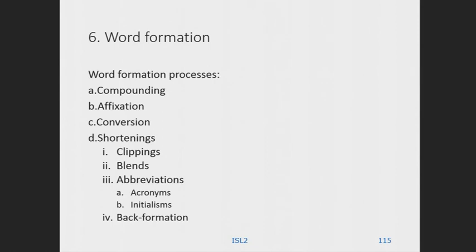This is our list of word formation processes. Any questions about any of these? We're good?